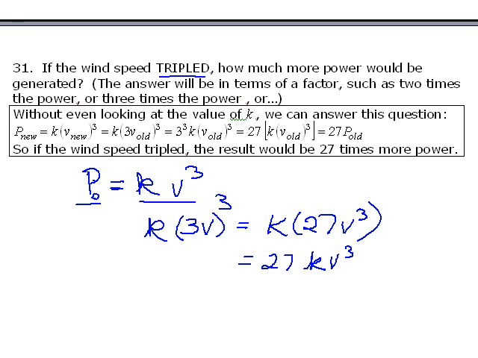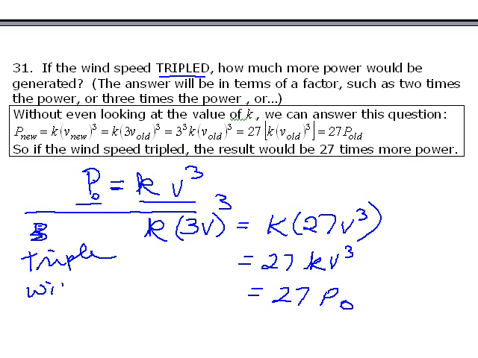Kv cubed was your original power, so this is 27 times greater than your original power. Okay, now this is triple the wind speed. Do you see that? You have your equation here. If you're going to triple it, you put it in as 3 v, and then you cube that whole thing and you get 27. What happens if it's doubled?